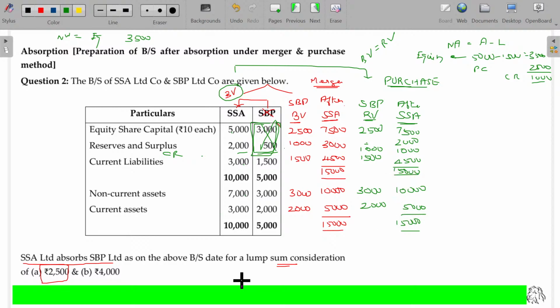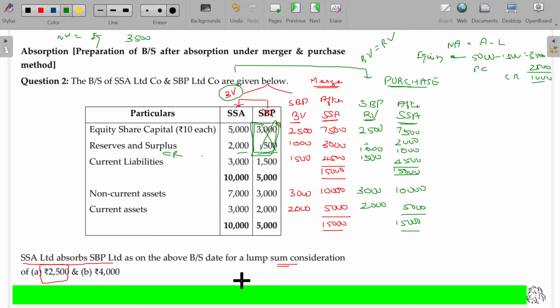This method is called absorption method. The SSA company remains intact. It will work even after that. But SBB is merged with it. Whether it's a merger or purchase is the point you have to consider for the valuation of profit and loss to be adjusted. If the profit and loss is adjusted in the reserves and surplus, then it's a merger method. If the profit and loss will be named either CR or goodwill, then it's a purchase method. Is that clear? Hope now you are able to understand.